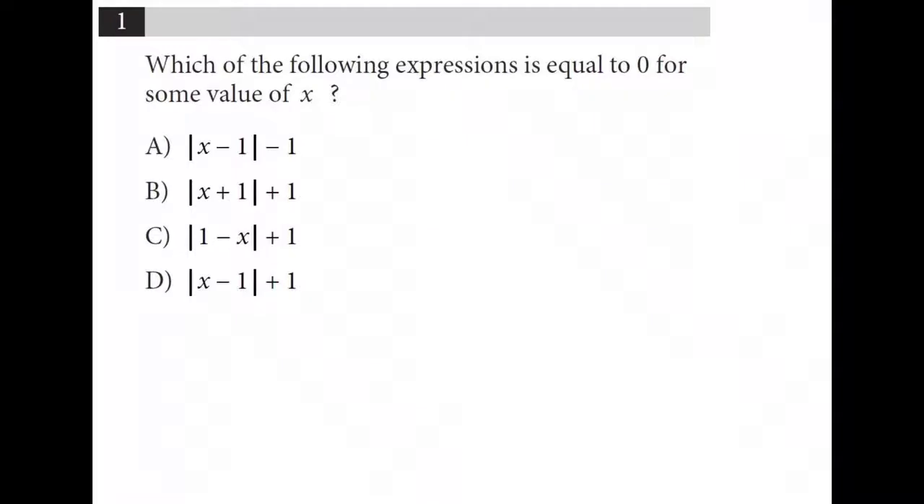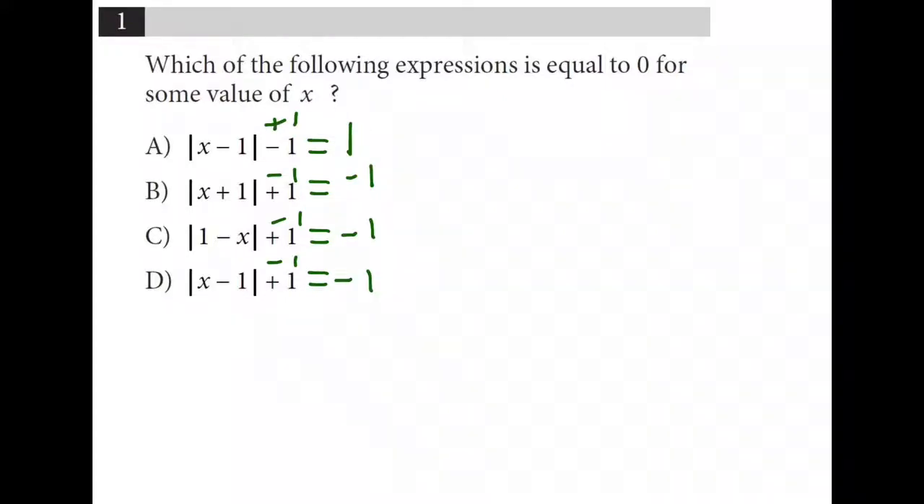Number 1. Which of the following expressions is equal to 0 for some value of x? These brackets surrounding x minus 1, or x plus 1, or 1 minus x, or x minus 1 are called absolute value brackets, and they measure the distance from 0. So if I'm going to set all of these equations equal to 0 to solve them, I'm going to add 1 and subtract 1 from each side.